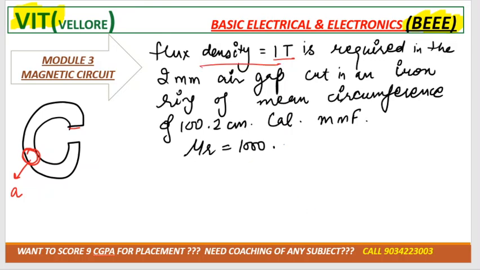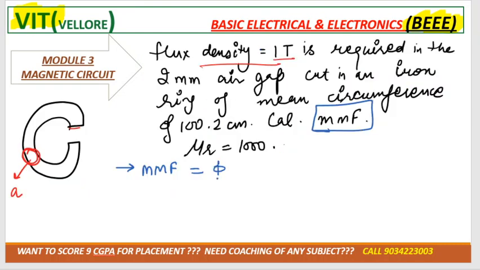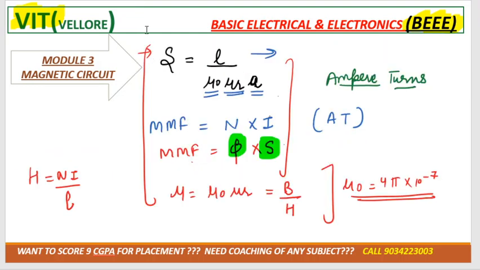Now see how we can do this question. First of all, what we need is the MMF. As I just told you the formula, MMF is equal to phi into S. But we don't have phi, but we have one formula related to phi, which I told you: phi is equal to B into A.